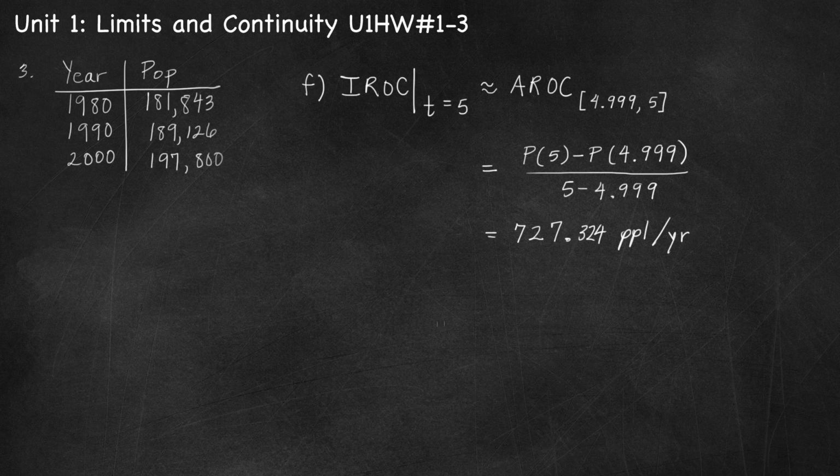How many additional people should the city have expected in the following year? Well, about 727 more people, because that's how much we've estimated are going to be added each year. At that moment in time, that's how fast the population is growing.